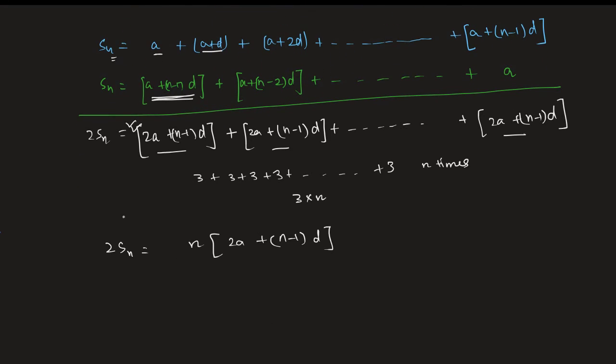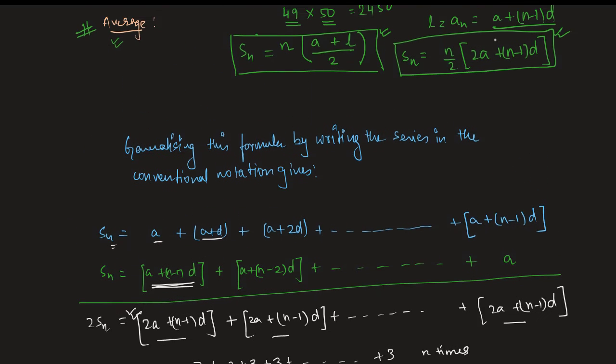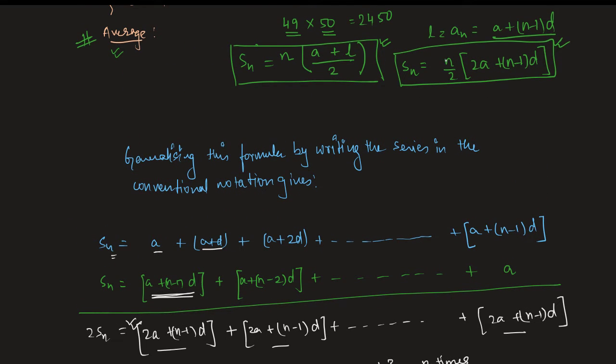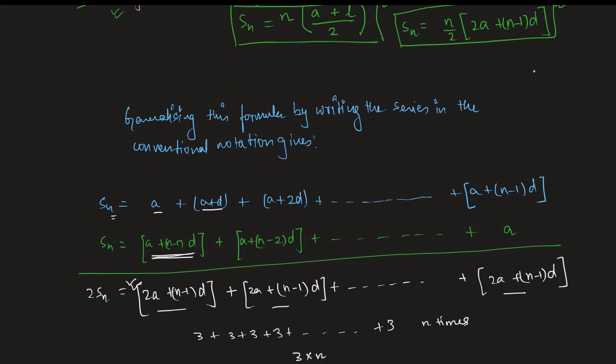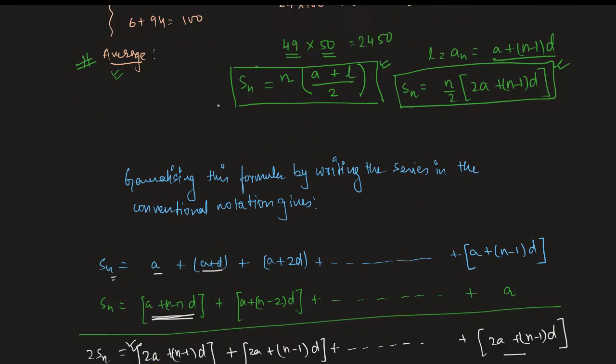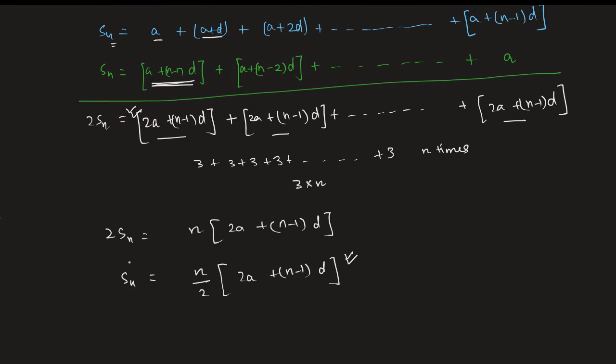Now since you need to find the formula only for Sn, I will just rearrange this and make Sn the subject of the formula. So Sn equals n divided by 2, times (2a plus (n minus 1) d). So if you see, this is the same formula which we have written over here: Sn is equal to n by 2 times (2a plus (n minus 1) d). So either you can go by it logically or by the conventional method. Though the derivation is not required, it's good to know the derivation part.